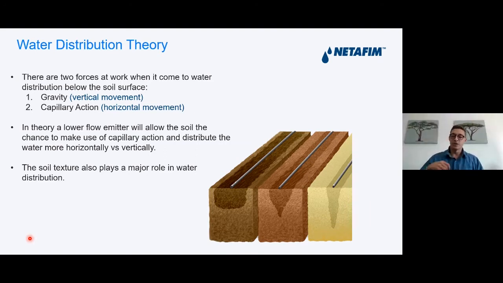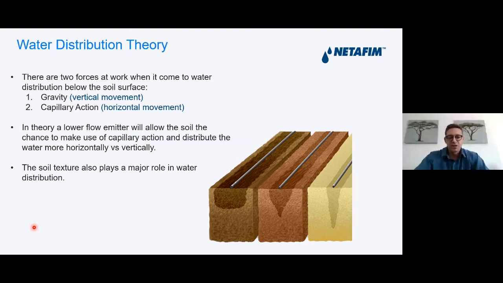If we apply the water, like I said, in the old days with high delivery rate drippers, 8 liters an hour, we're constantly putting down water at a very quick tempo. It just pushes down the water. We never give the soil the chance to really move the water horizontally and get a nice wide wet area.